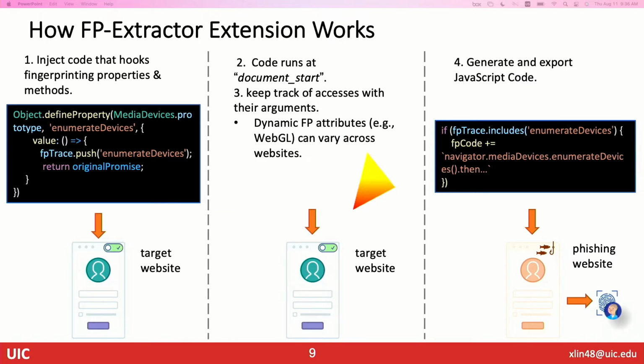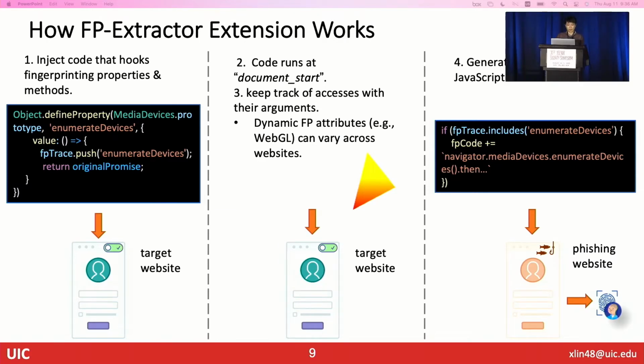Here I will introduce the extensions. How the fingerprint extractor extension works. This extension is used in the first phase and is used to replicate the fingerprinting code of a target website. It first injects the code into the target website's document. It hooks the fingerprinting properties and methods. The code runs at document start, and it logs the property accesses with their arguments.